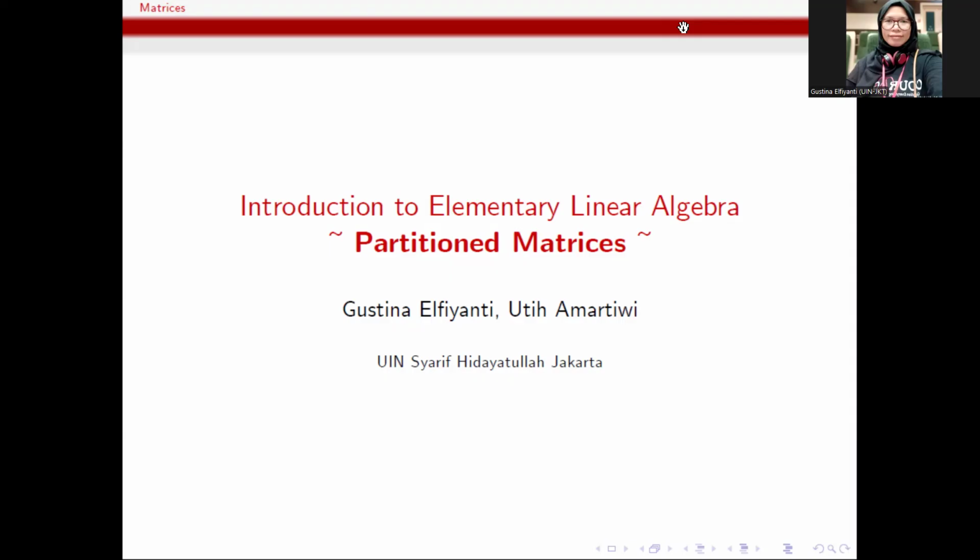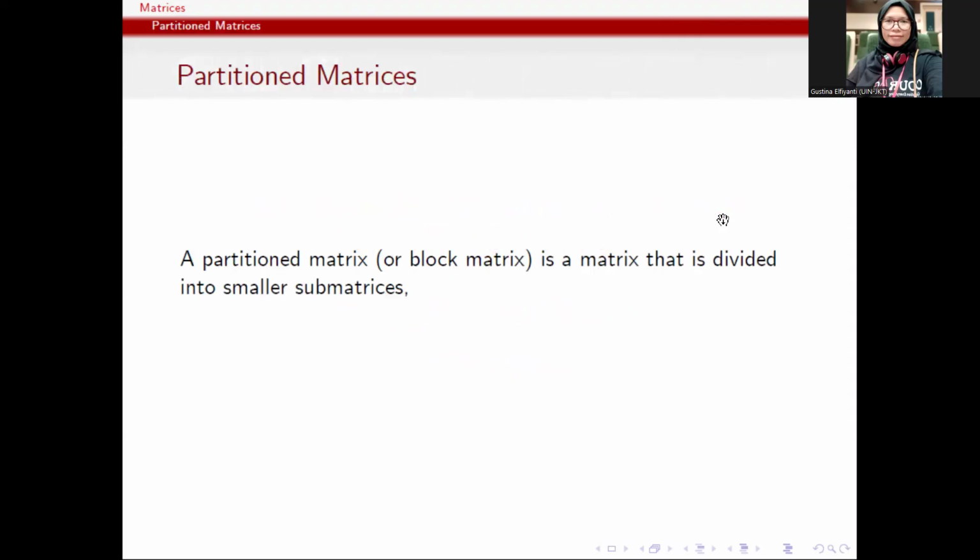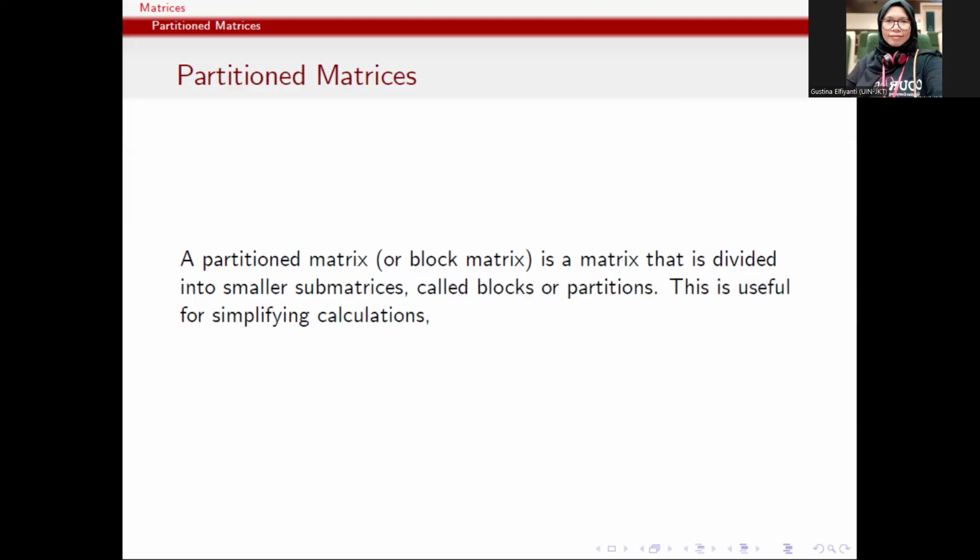So in this lecture, we will explore the concept of partition matrices and how this concept can be used to simplify complex matrix operations. A partition matrix, or also called block matrix, is a matrix that is divided into smaller submatrices called blocks or partitions. This is useful for simplifying calculations, especially in linear algebra and computational applications.